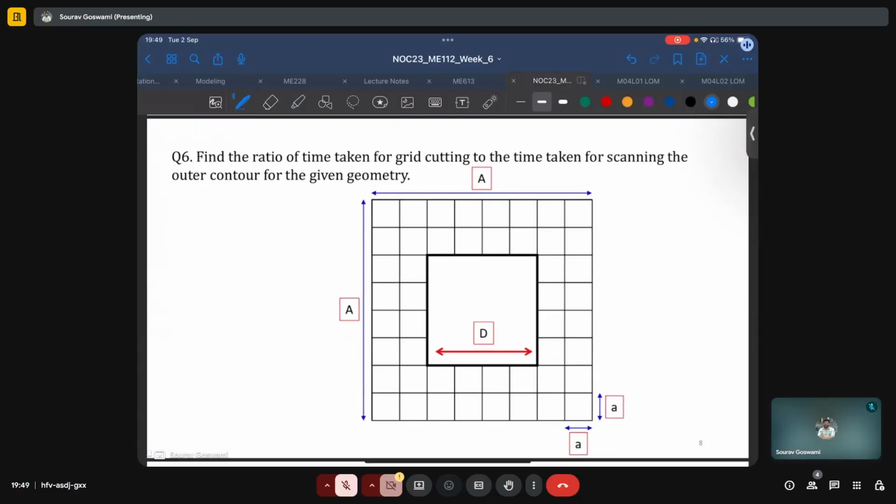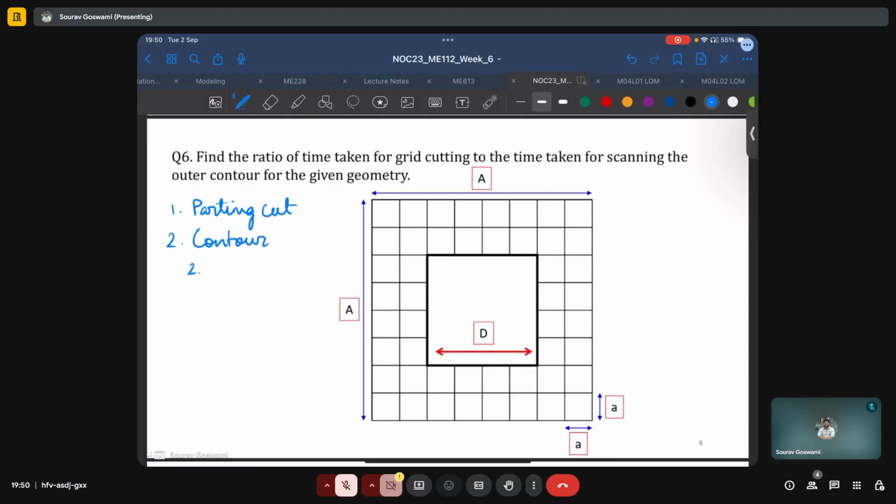In question 6, we are asked to find the ratio of time taken for grid cutting to the time taken for scanning the outer contour for the given geometry, which is a very simple geometry made of simple squares, but it will give us some idea of the scales for decubing time and for contour scanning times. Now, as we saw in the slide, typically the processes which go on in each built layer are, say, first the parting cut is taken to separate the region of interest in this layer from the overall sheet. Then we'll cut the contours.